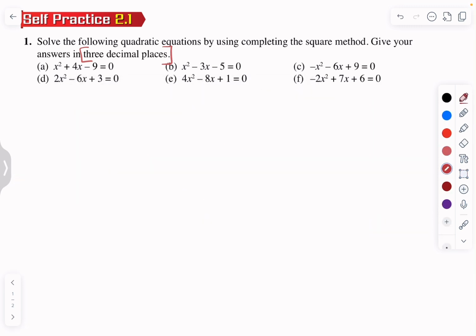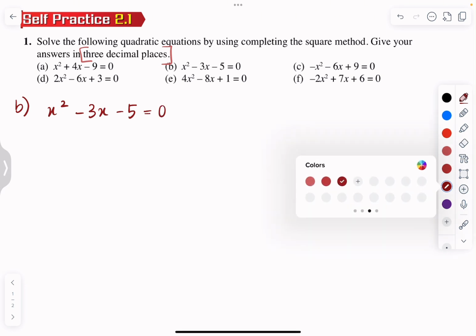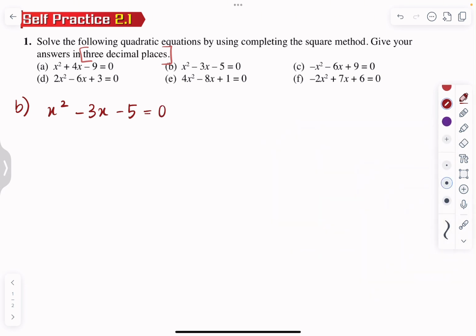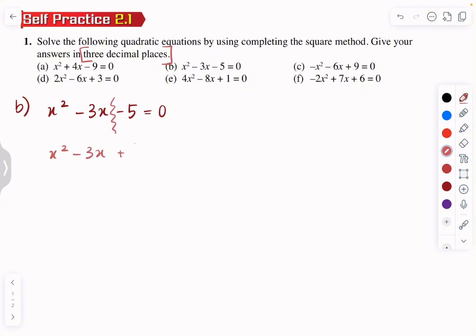Next, let's look at B. B is x squared minus 3x minus 5 equals 0. Here it's the same thing. First we check our a is 1. It's just 1x squared, so you can straight away skip to the next step. The next step is breaking this down. So x squared minus 3x plus bracket square minus bracket square and then continue.